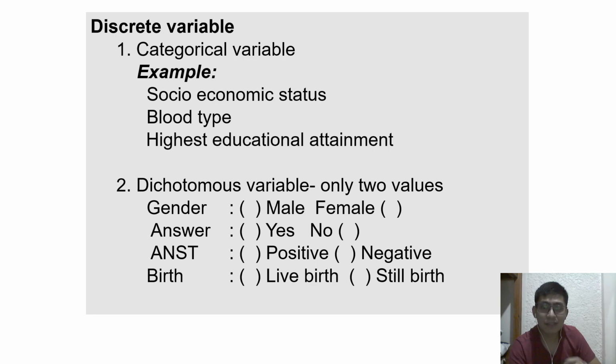Discrete variable is subcategorized by categorical variable. It is more on the socioeconomic status. Is it low income, middle income? Blood type, if you are A, B, O, AB. Dichotomous variable, only 2 values, male, female, true or false. Answers yes or no.